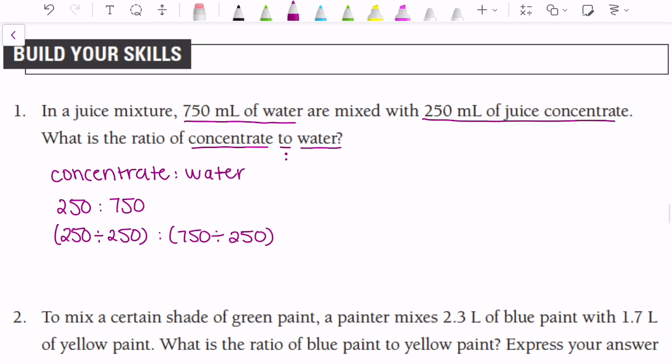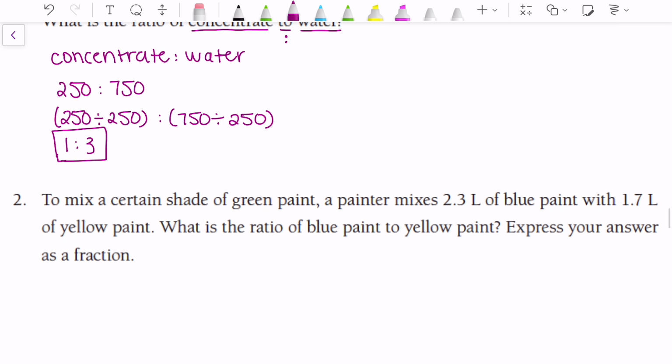Okay, so we have 250 divided by 250 is 1, and then our colon, and 750 divided by 250 is 3. Okay, so your answer is going to be 1 to 3. It can't be reduced any further, so we stop there.